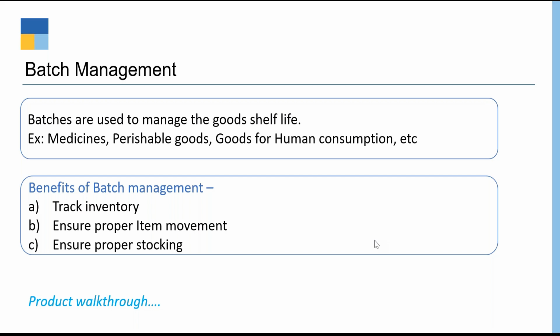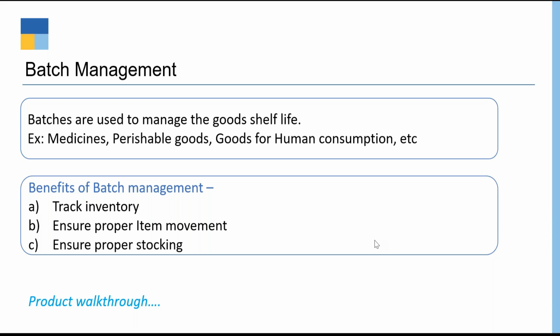It's not only used by our users to manage the shelf life of a stock item. Sometimes, if you are storing a particular stock item in different racks, or different storage units, you can create them as batches and use them. So there are various ways through which the batch management feature is used today. But the primary reason why we have given this batch feature in TallyPrime is to manage the goods' shelf life.